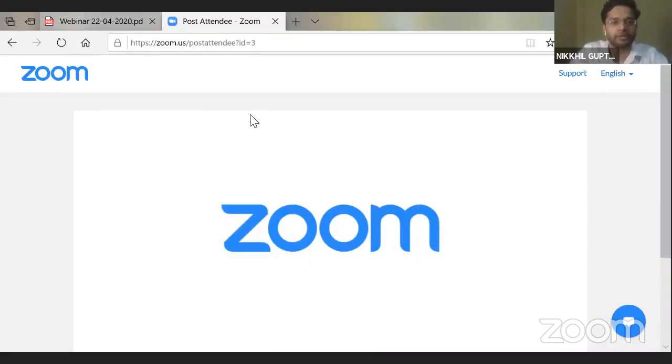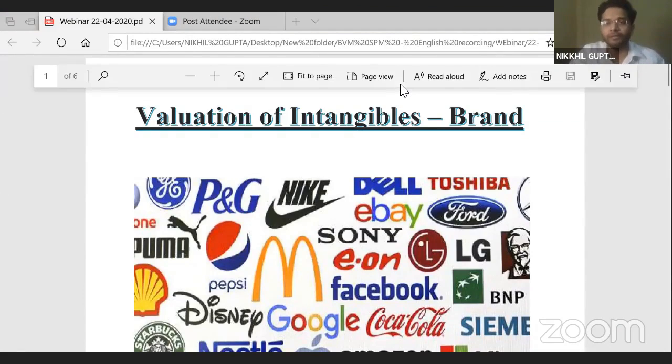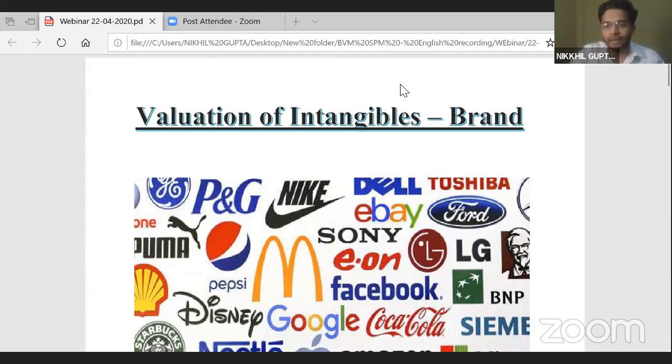So today we are going to discuss an important chapter of your syllabus, and the name of the chapter is Valuation of Brands. And guys, this chapter holds an important weightage in your examination. So a question comes from the examination.